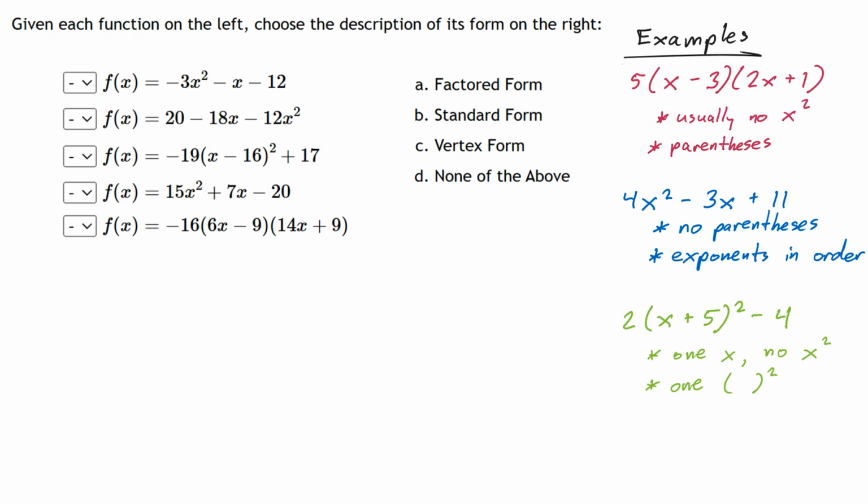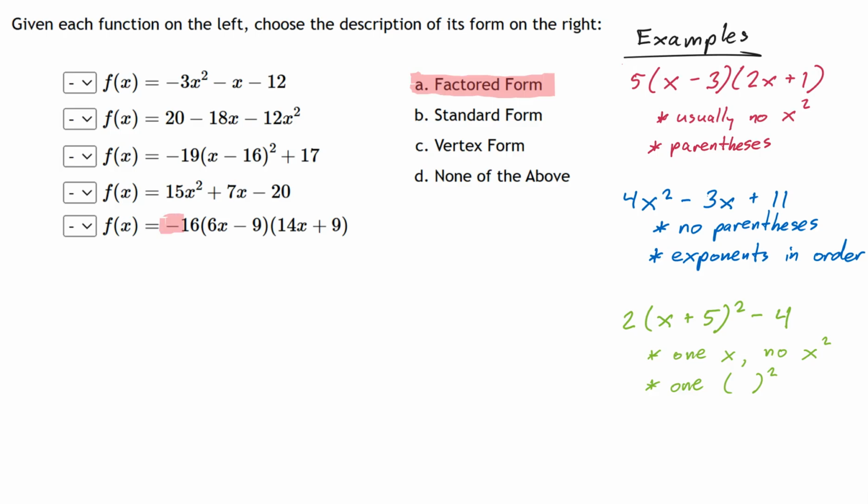It's an important thing that you can identify a quadratic as being in what's called factored form, standard form, or vertex form. These are three main ways of writing quadratics. And we're going to start off with the factored form right here. That's what I've identified with these characteristics on the right in red. There's usually no x squared and there's usually parentheses. So let's take a look at our list and see if we can identify them.